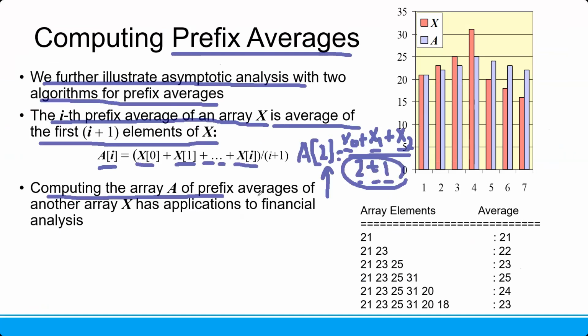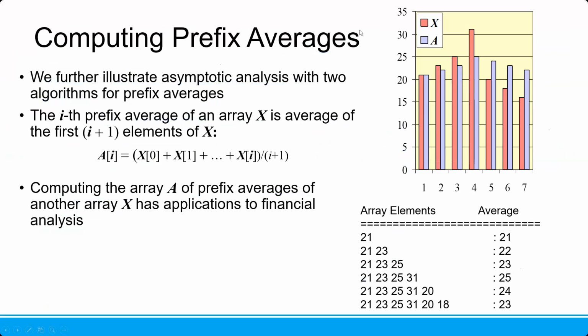Computing the array A of prefix averages of another array X has application to financial analysis. So let's see this example. This is the X and this is the A. X is the red color, A is the blue, purple. Yeah, maybe I can say blue. So the average is 8. And X is the real value. For example, this is a stock.